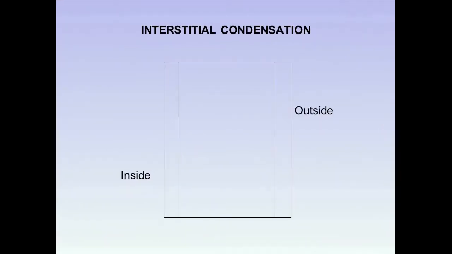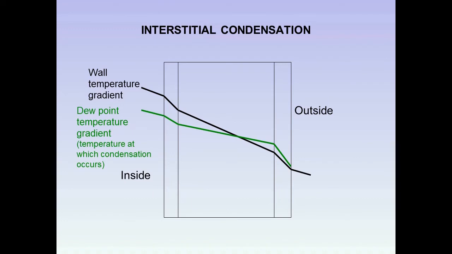But you can get it in solid materials, permeable solid materials. If we look at this, there's a wall temperature gradient going through a wall. But we can also calculate a dew point temperature gradient. Remember, dew point is the temperature at which condensation will occur. If the wall temperature gradient drops below the dew point temperature gradient, then we will get interstitial condensation.